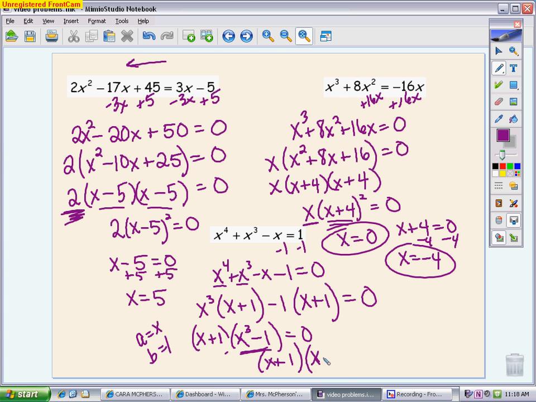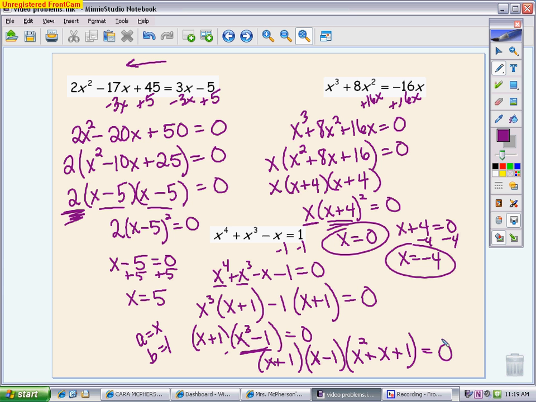So it starts off with a minus b. And then the formula is a squared, which would be x squared, plus a times b, so x times 1 is just x, plus b squared. And b squared is 1 squared, which is just 1.